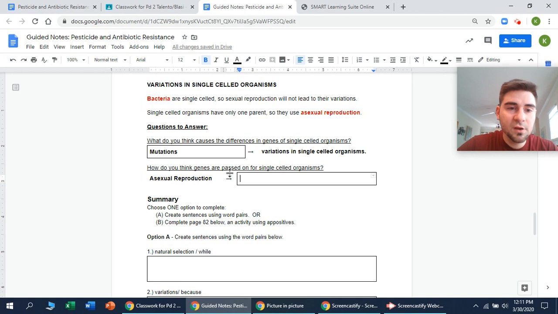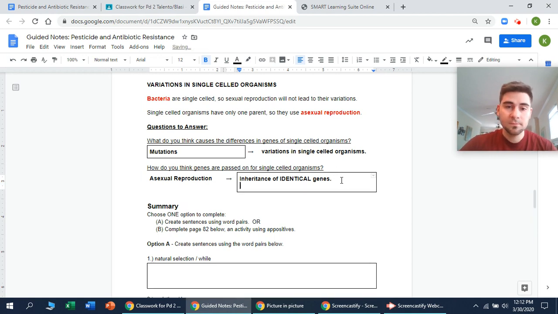All right, so what you should come up with here is that asexual reproduction leads to inheritance of identical genes. So if you have one parent that reproduces by asexual reproduction, you're going to have inheritance of identical genes, meaning that you will have the same traits. Right? So if you inherit identical genes, you most likely get the same traits because genes lead to traits.